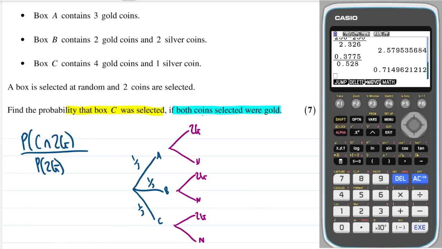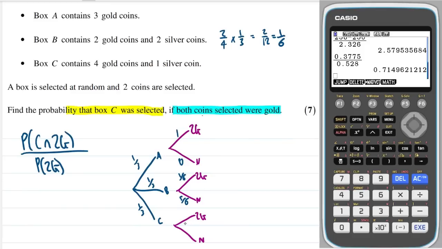Okay, so how can we get 2 golds out of box A? Well, we're guaranteed to get 2 golds out of box A because there were no other colours in there, so that's 0, 1. How do I get 2 golds out of box B? Well, the first one would be gold, followed by the next one would also need to be gold. So this is a probability of 2 over 12, which is 1/6. Which means not 2 golds would be 5/6.